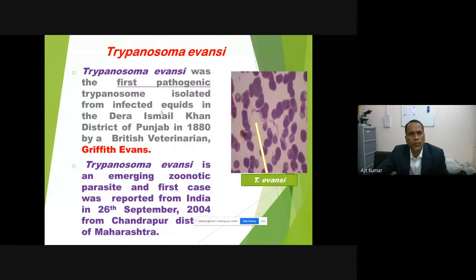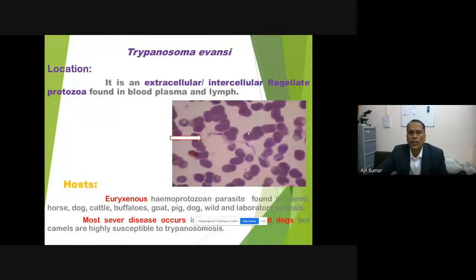This parasite was first discovered and isolated from the Mianwali district of Punjab, presently situated in Pakistan, by Griffith Evans, a British veterinarian, from a horse. This is an extracellular parasite, meaning it is found outside the blood cells, in the blood plasma. It affects domestic livestock, wild animals as well as laboratory animals, but the most severe disease occurs in camel, dog and horse.